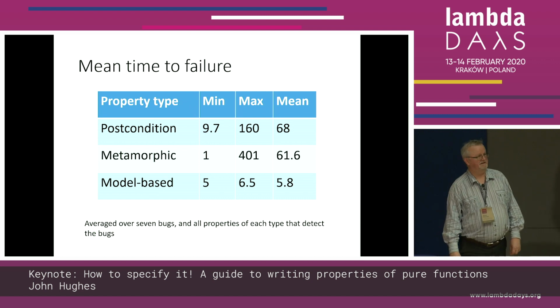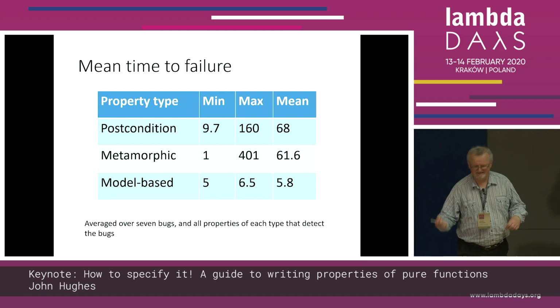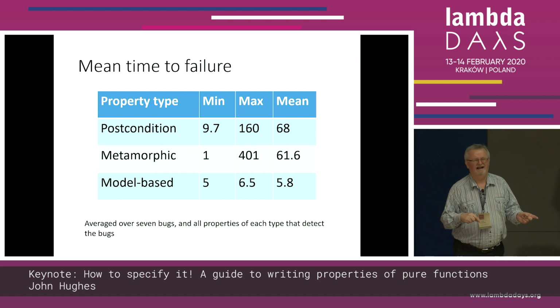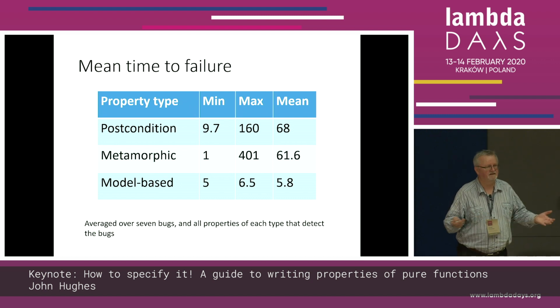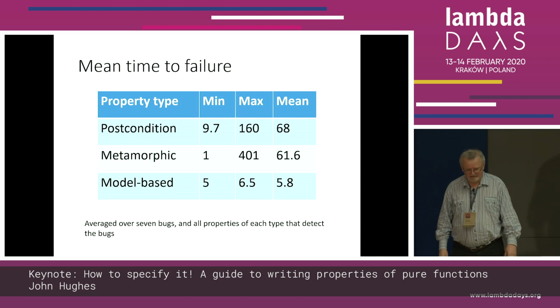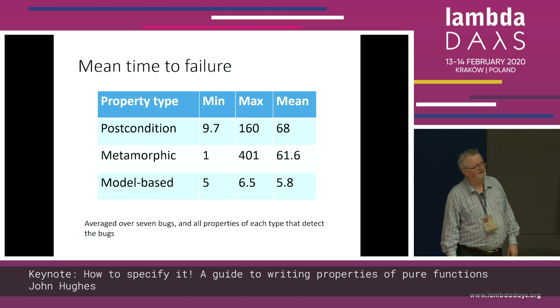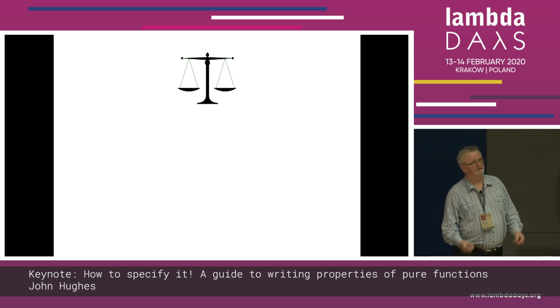I looked at all the properties that I found, and I measured their mean times to failure, and then I took the average mean time to failure of all the properties that could find each of 7 bugs. Why 7, not 8? Because I didn't include the bug that screwed up the invariant and insert, since, as I told you, if you have that bug, the other results are not interesting. But look at this now, and look at the last column in this table. We can see that, on average, the postconditions needed 68 tests to find a bug. The metamorphic properties needed about 60, and the model-based ones needed only around 6 tests. They're an order of magnitude more efficient at finding bugs.